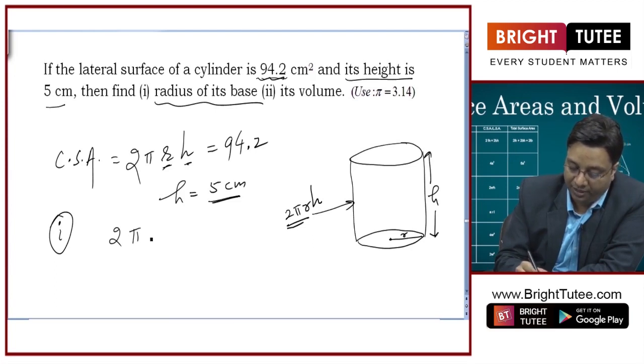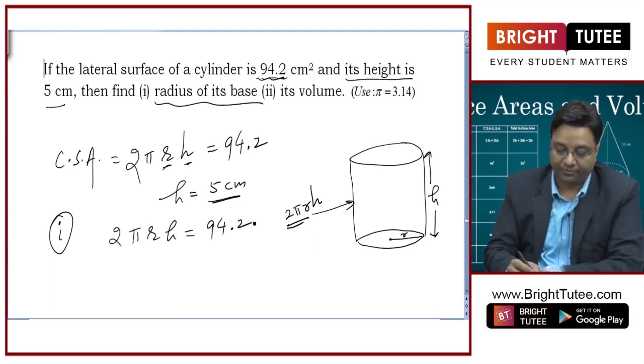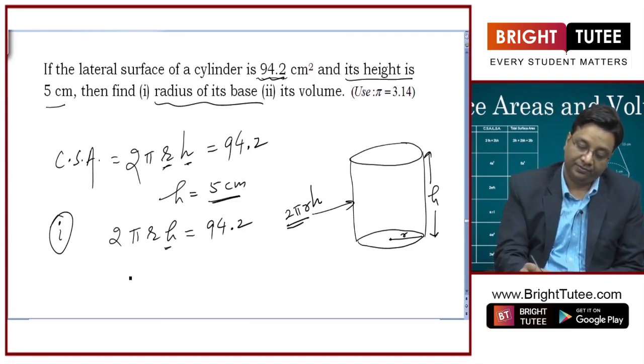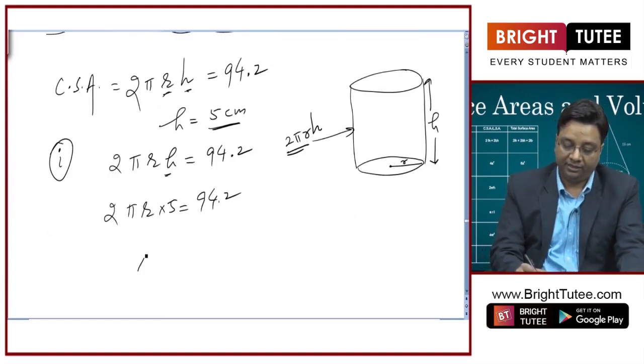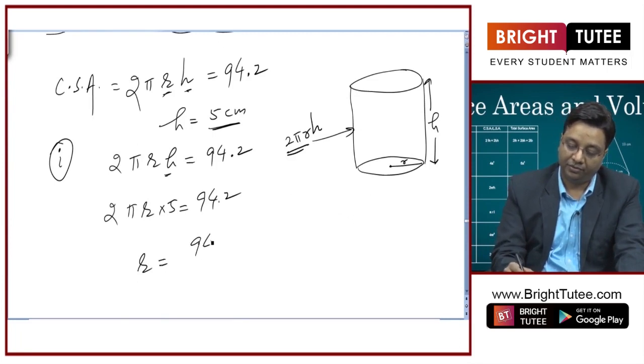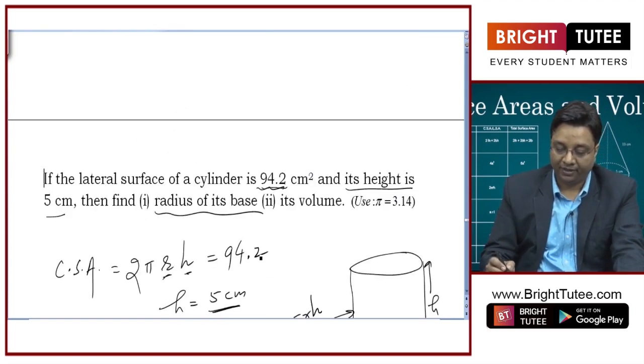We know that 2 pi r h is equal to 94.2 and h is 5. So 2 pi r into 5 is 94.2. Now what will be the radius? Radius will be equal to 94.2 divided by 2 into pi into 5.